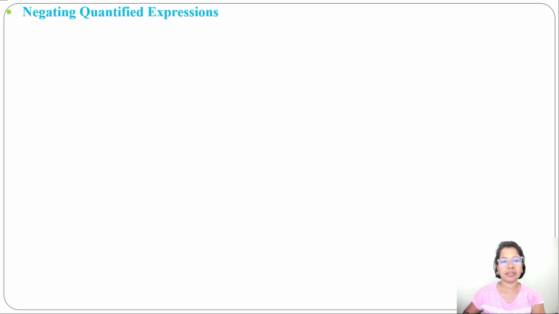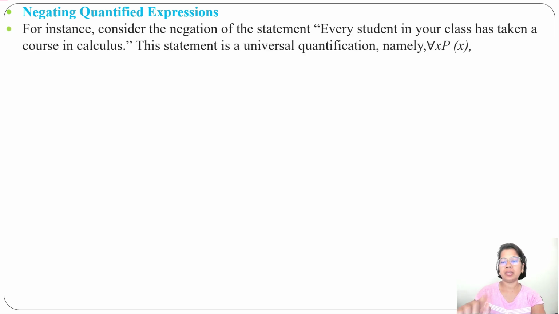We already discussed quantifiers like universal and existential quantifier. Next I will discuss negating quantified expressions. How can we add negation to an expression having a quantifier? Let's see one example. Suppose a statement like: every student in your class has taken a course in calculus.